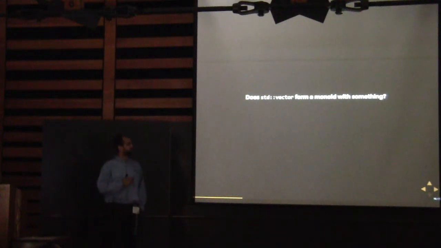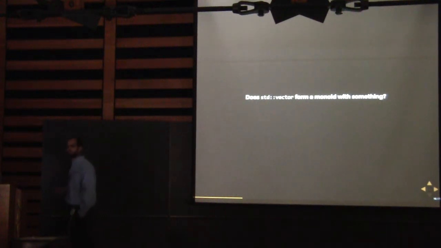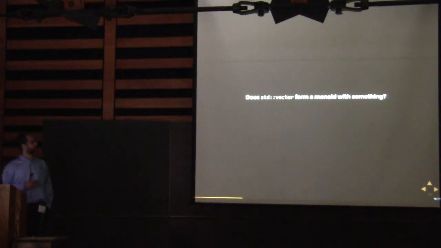Does std vector form a monoid with something? I heard someone say surely, and I'm not familiar with that function.